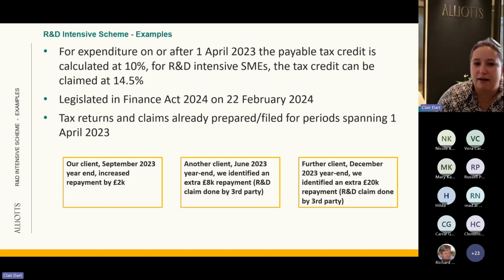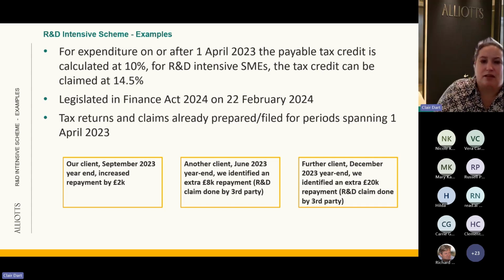So starting with some generic examples, our uplift under the intensive scheme is from 10% to 14.5%. As I said, this is often overlooked, particularly for periods that straddle the 1st of April 23 date when it first came into play. This is due to the fact that it was effective from the 1st of April 23, but it wasn't actually legislated until the Finance Act of 2024, which became law in February 24. So by that point, loads of claims and tax returns had already been filed, and they hadn't considered this enhanced relief because it wasn't legislated.